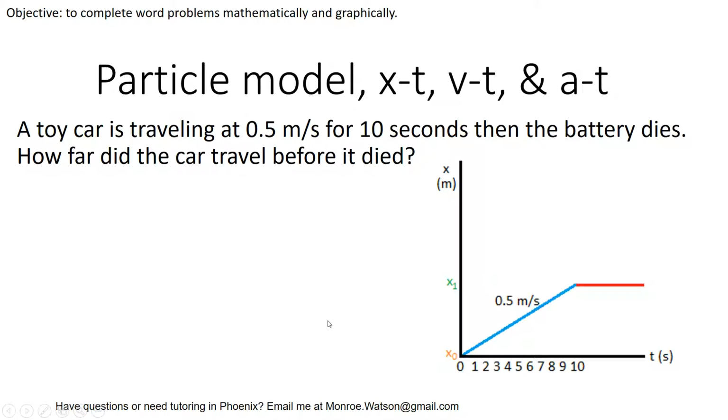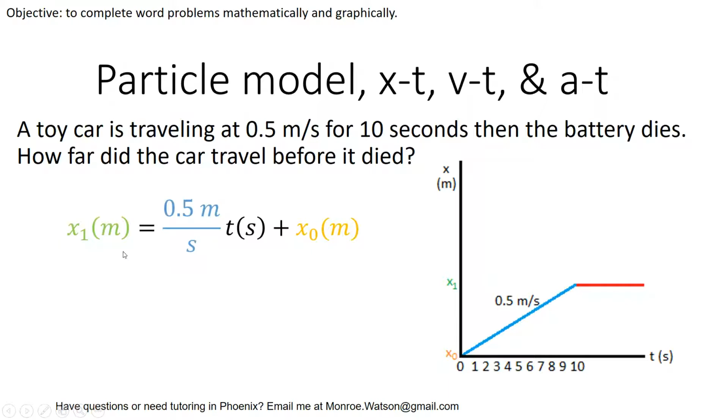Okay, so we've got a toy car, and here's my position time graph. On my position time graph, I've got a slope of 0.5 meters per second, and the graph is going to go until 10 seconds here. So I'm going to turn this into a mathematical model, y equals mx plus b.